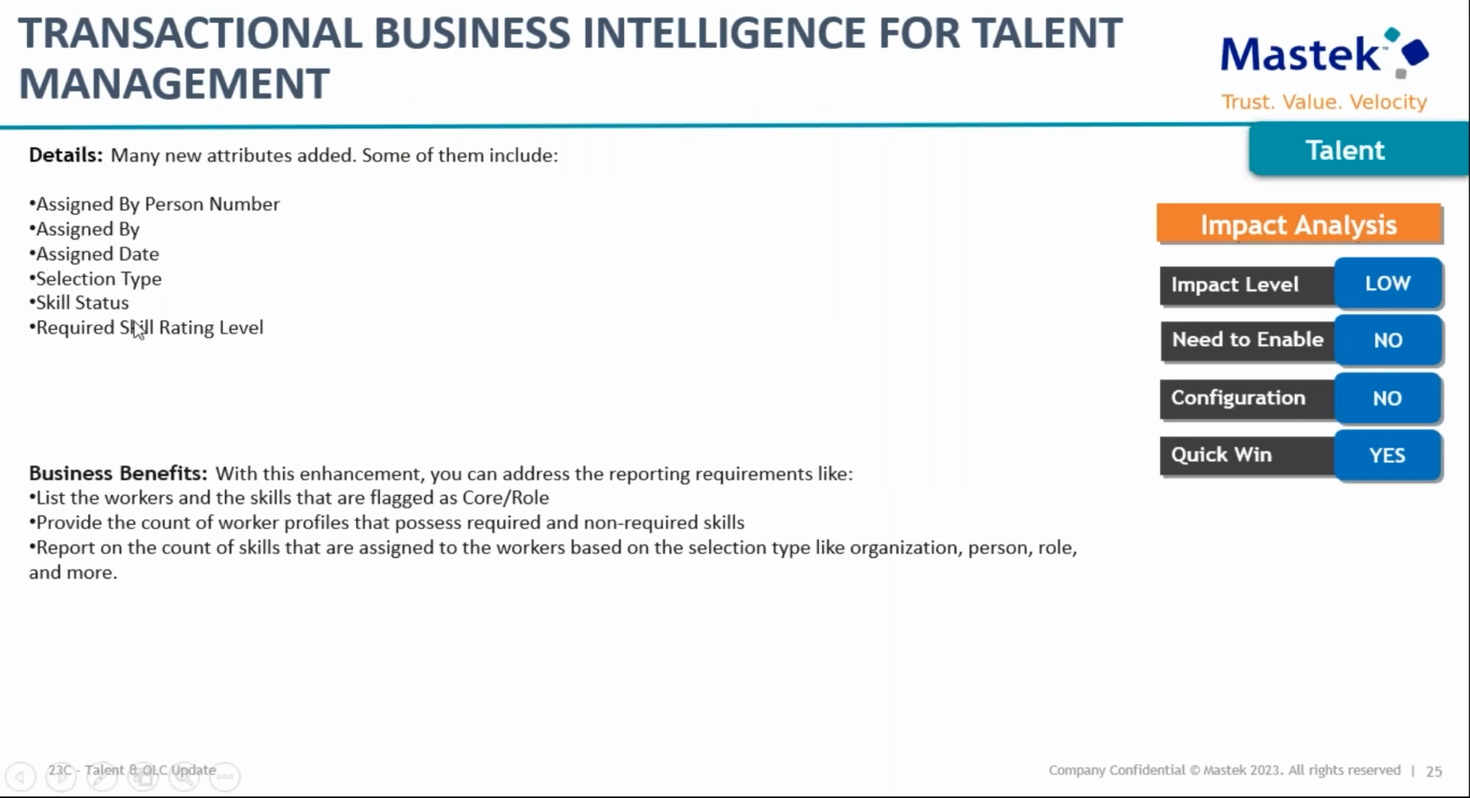We also have a couple of new fields in the OTBI for talent management. So you have assigned by person number, assigned by, assigned date, selection type, skill status, and required skill rating. So you will be able to now handle certain additional requirements like listing the workers and the skills that are flagged as core or role-based skills, provide count of worker profiles that possess required and non-required skills, report on the count of skills that are assigned to the worker based on the selection type, such as organization, person, role, etc.